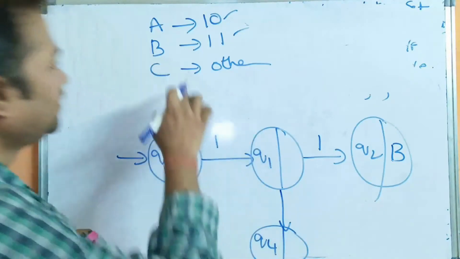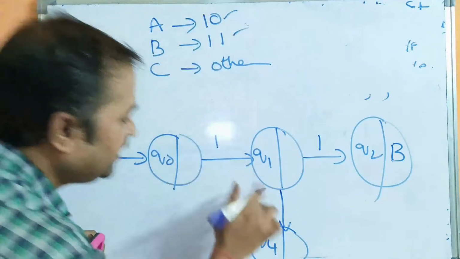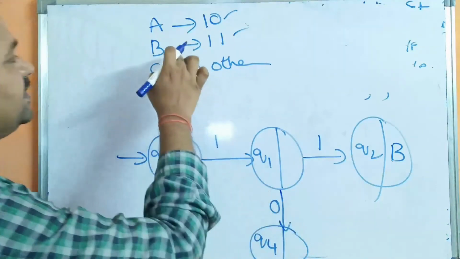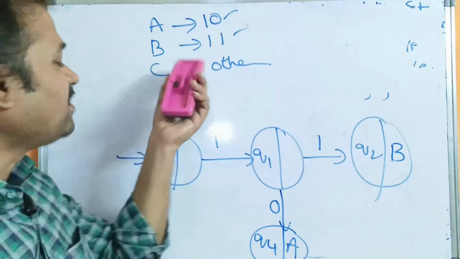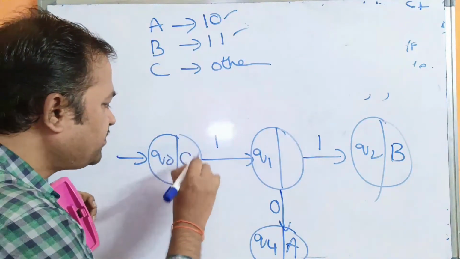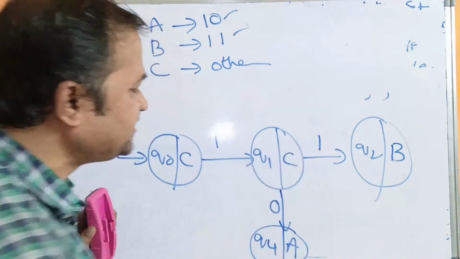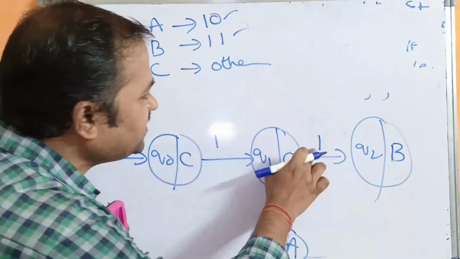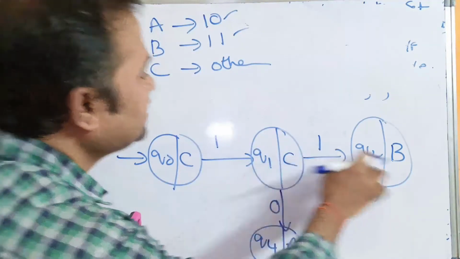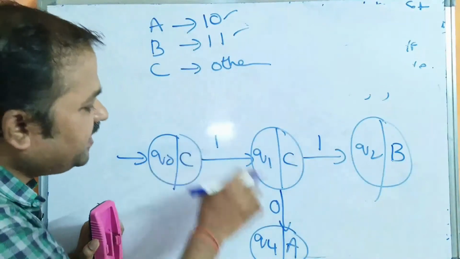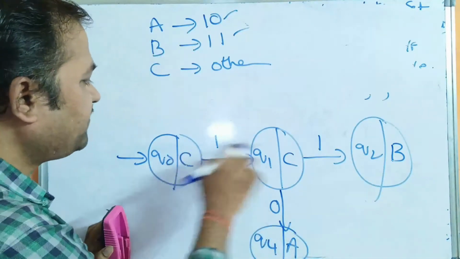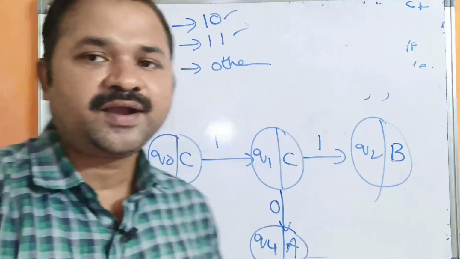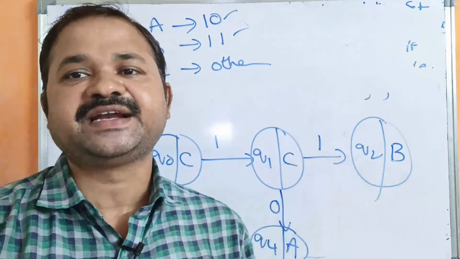So here what is the transition? If the input ends with 10, then what is the output? A is the output. Otherwise the output is C. So output of Q0 is C, output of Q1 is C. If the input ends with 11, then the output is B. If the input ends with 10, then the output is A. Otherwise output is C. Now we have to make this a DFA.